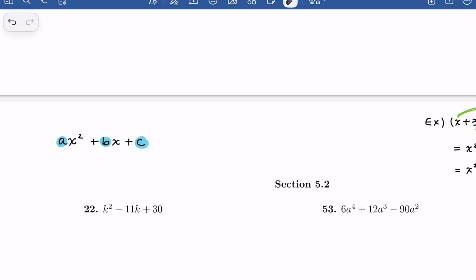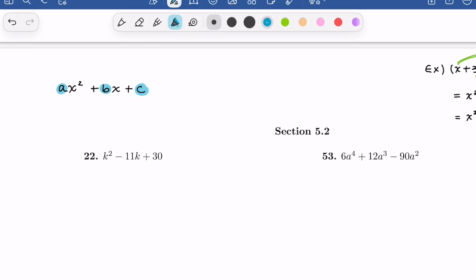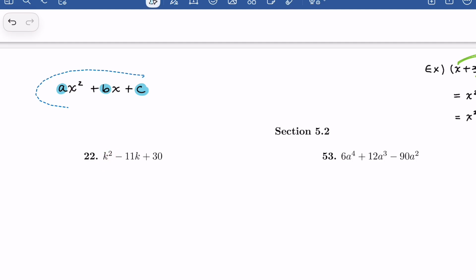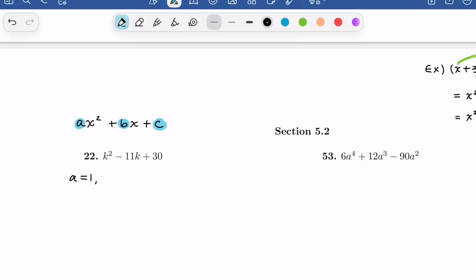So whenever we're factoring these trinomials, the first thing that we want to do is identify what our A, B, and C are. So let's look at this example here. The first thing we're going to do is figure out these coefficients. So the coefficient of our second degree term is going to be A. And like I said, the easiest trinomials are going to be those where A is 1, and that's what we're going to start out with here. So A is going to be 1 in this case.